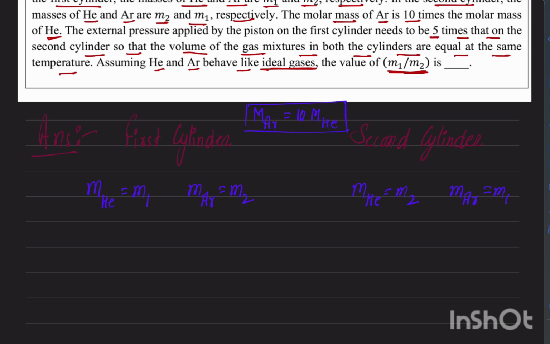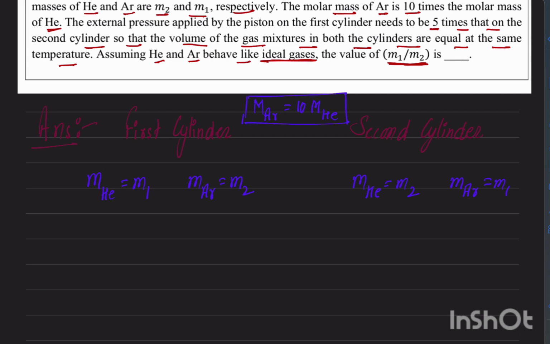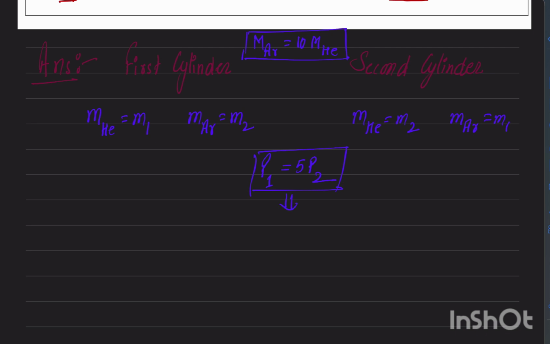That is given. Also, the pressure in the first cylinder is 5 times the second cylinder's pressure. It is given. Then, when we do this, the volumes V1 and V2 become equal. We can say that V1 equals V2.